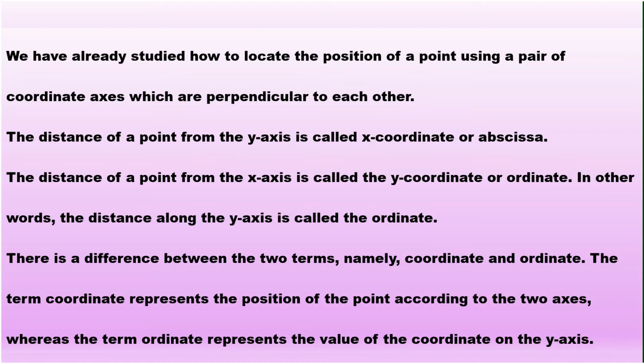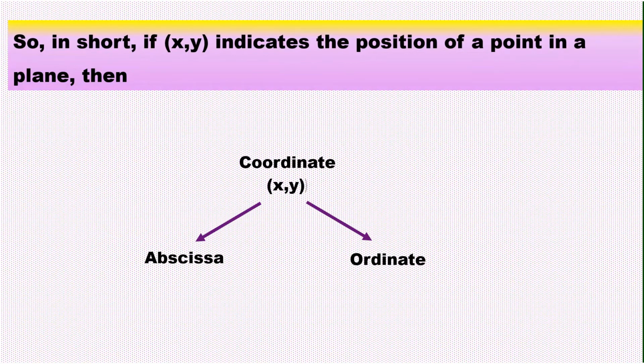There is a difference between two terms, namely coordinate and ordinate. The term coordinate represents the position of a point according to the two axes, whereas the term ordinate represents the value of the coordinate on the y-axis. So, in short, if (x, y) indicates the position of a point in a plane, then the coordinate is (x, y), where x is the abscissa and y is the ordinate.